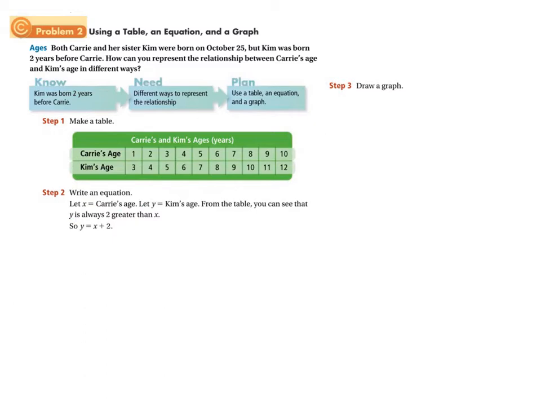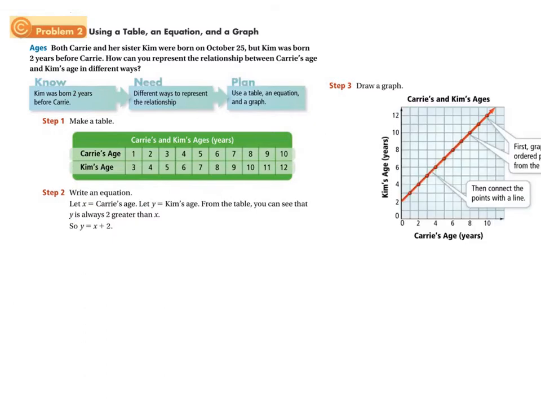Okay? Now we're going to draw a graph for it. And here's what we say. We say, okay, when Carrie was 0, Kim was 2. When Carrie's 1, Kim is 3. When Carrie's 2, Kim is 4, etc. And you plot all the points all the way up.